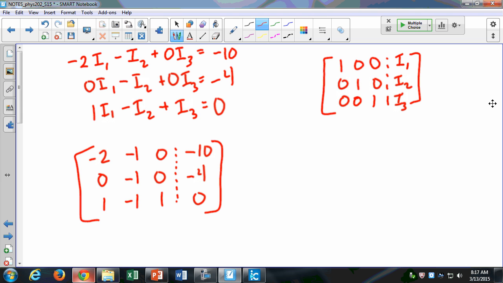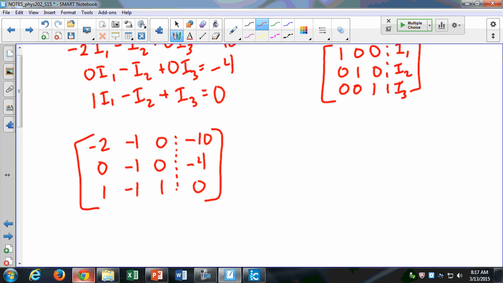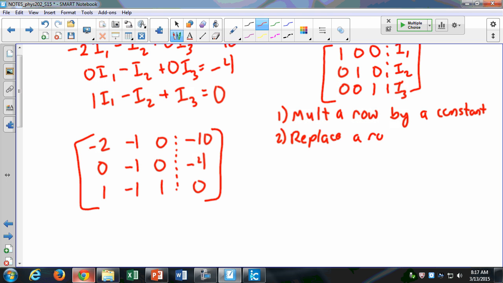All right. There are a number of rules here. Let me just sort of outline the rules. You can multiply a row by a constant. You can replace a row with that row plus or minus another row. I'll show you what I mean by that.